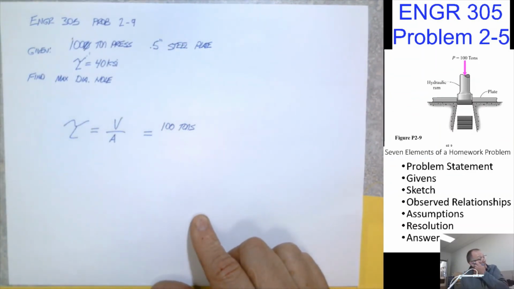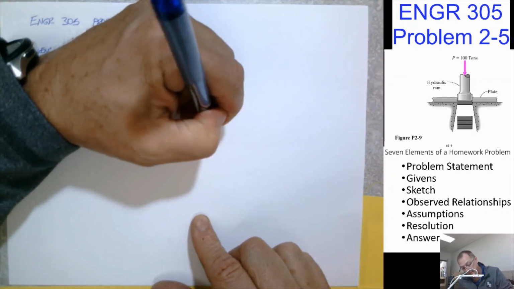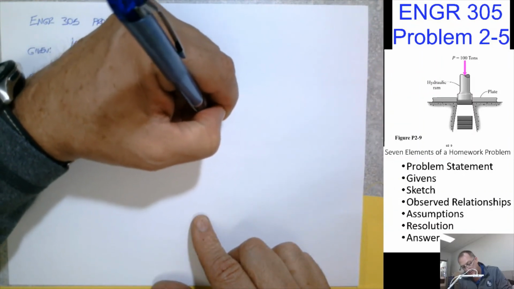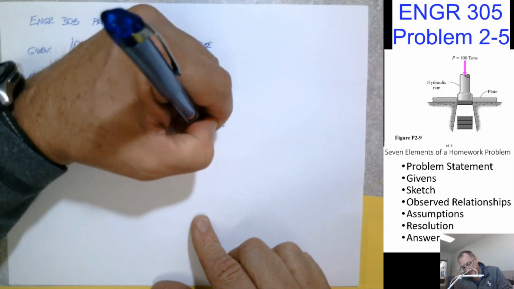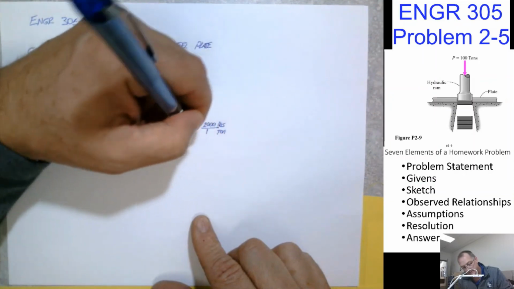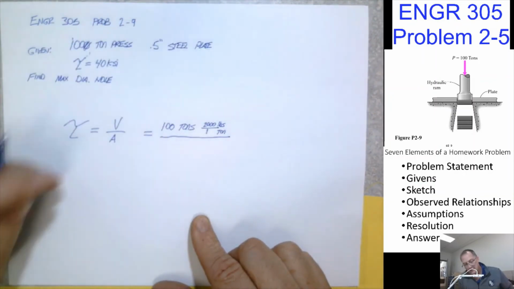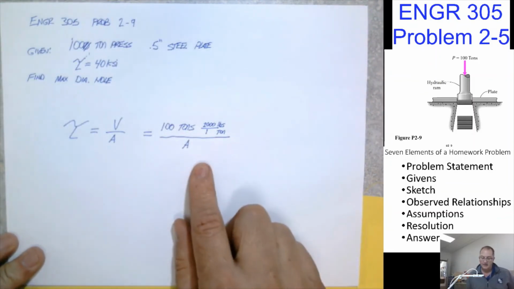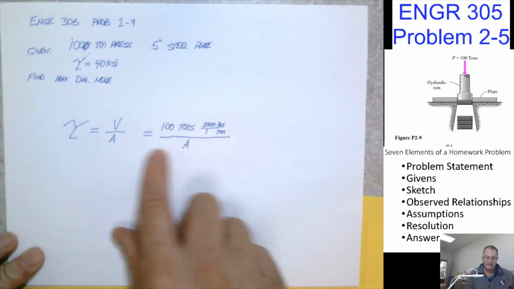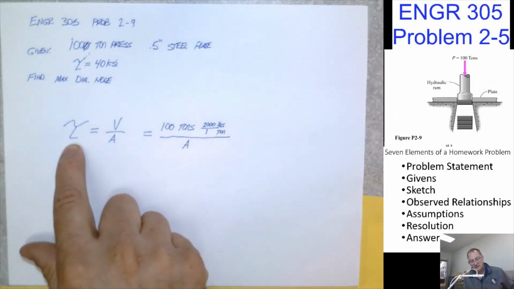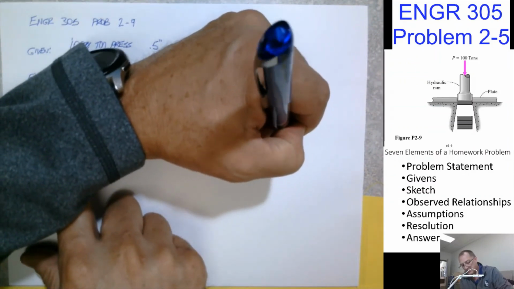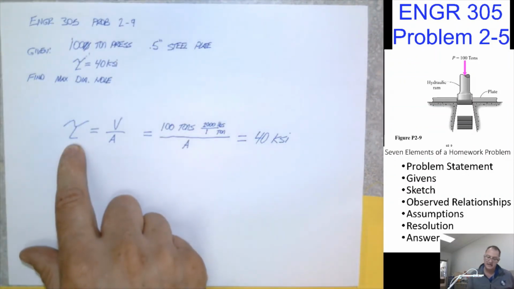100 tons is the force that is going to be exerted. I'm going to convert that, and I'm going to go all the way back to elementary school techniques of saying 2,000 pounds is equal to 1 ton. And then that whole thing I'm going to divide by the area. The other thing I know, because I don't know the area, is the shear strength of the material, which they gave us as 40 ksi.